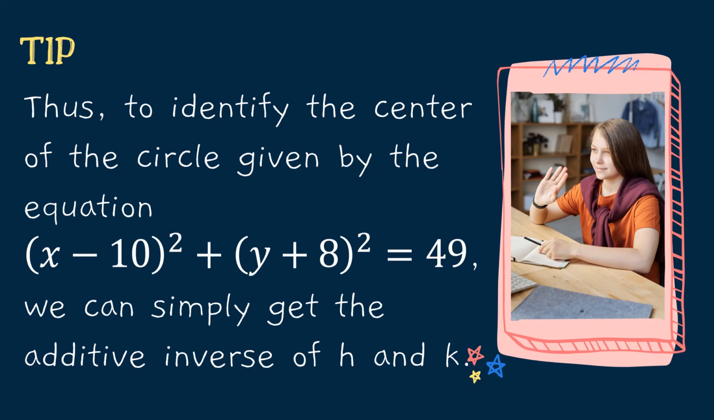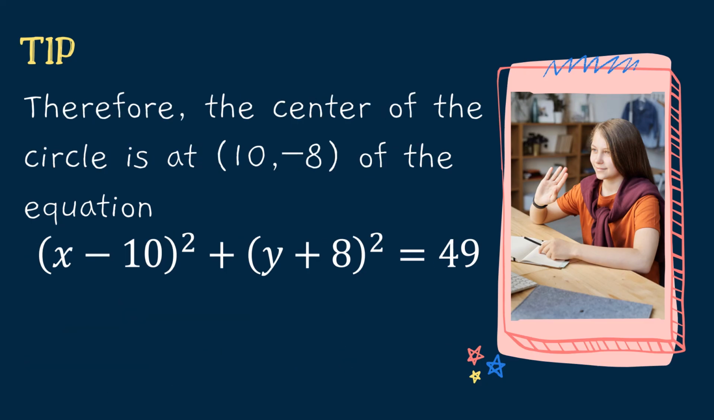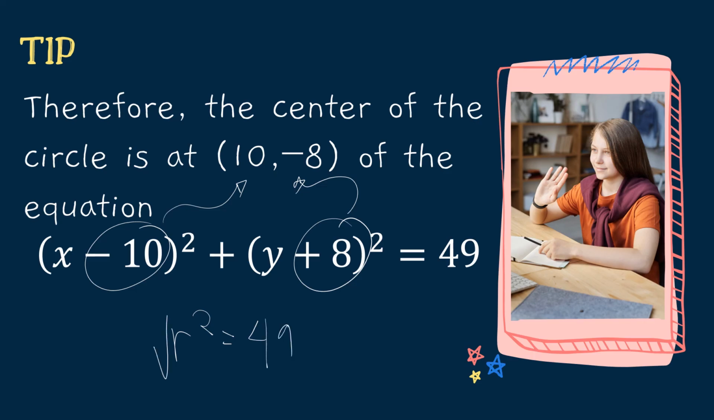If it is −10 on the standard equation and positive 8 on the standard equation, when I am talking about the additive inverse, it will say that, therefore, the center of the circle is at (10, −8). From −10 inside the equation, get the additive inverse, it will become positive 10. And from positive 8, it will become −8. And you just get the square root of whatever the value of r² on the right side. Again, r² = 49. Just get the square root, and r = 7. Okay? So that's your example number 1.